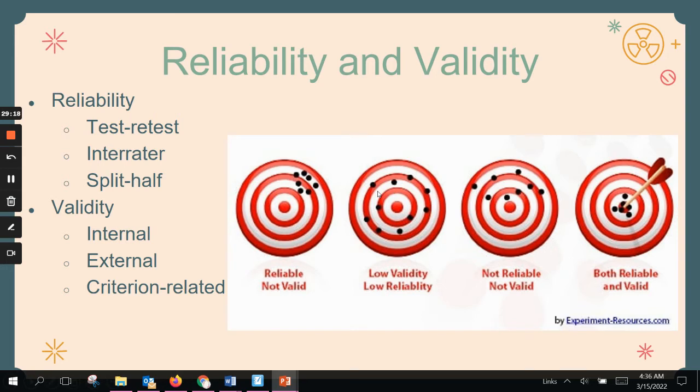And we have to talk about reliability and validity when we're talking about research. Reliability is the consistency or stability of a test. And this means that a test produces similar scores each time that it's used. And there's three ways that we test reliability. The first is test retest.